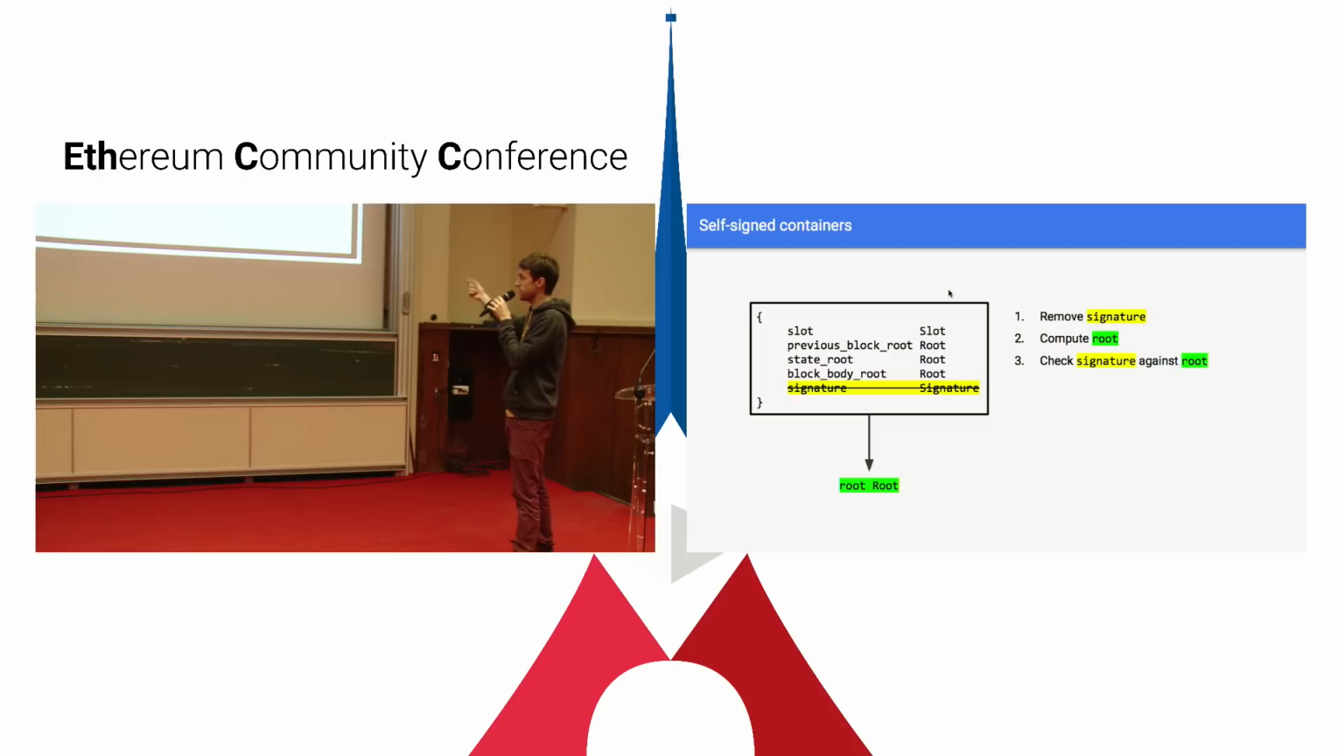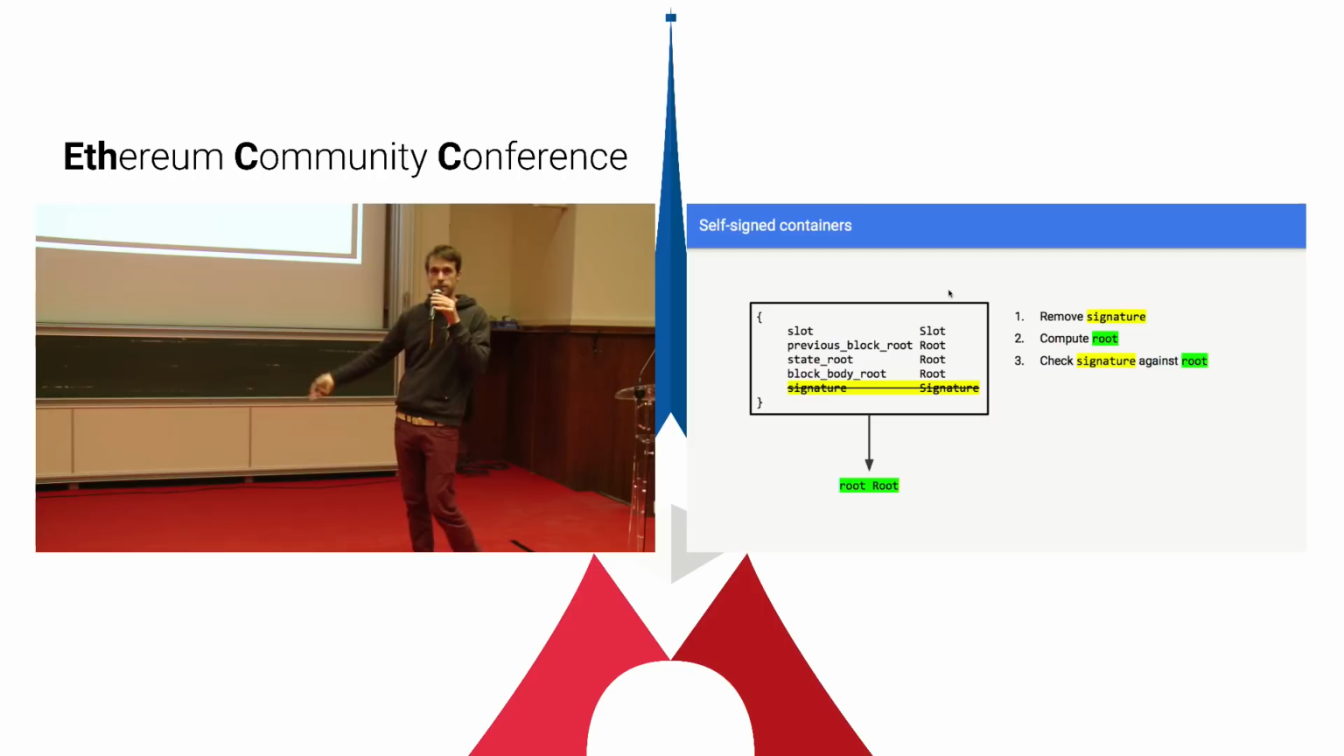It's very simple, and as a convention that we use in the phase zero spec, but you don't necessarily have to use it everywhere, the signature is the last field. So for example, the object that's being signed here is a block header. That would be one of the objects that is signed by the block proposer, and that will have to be verified.